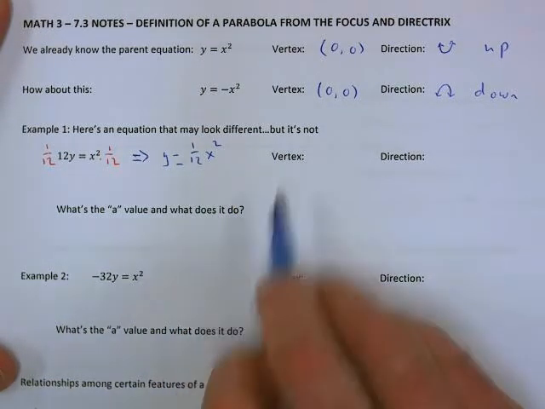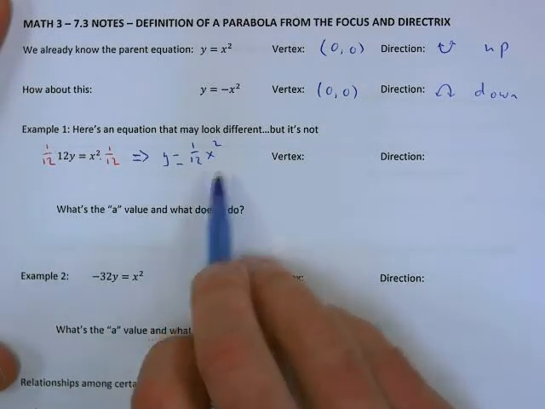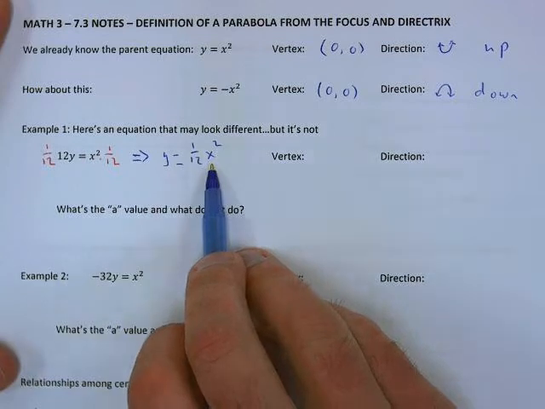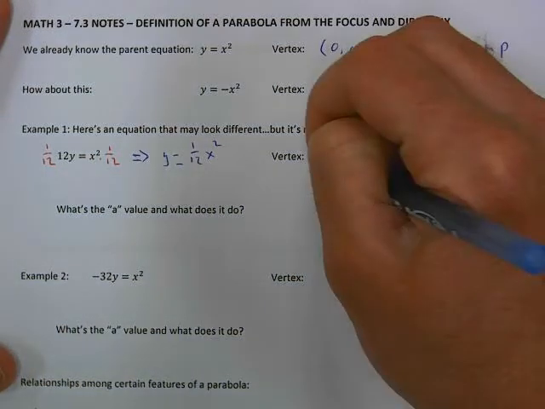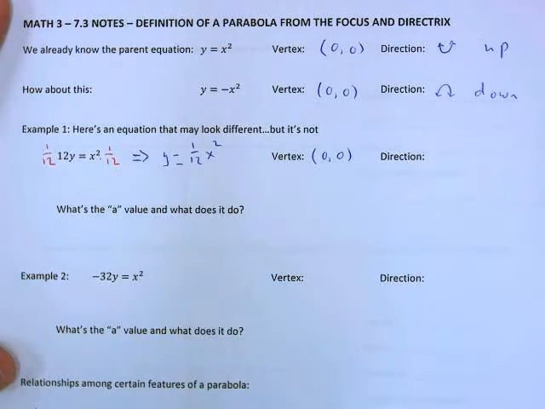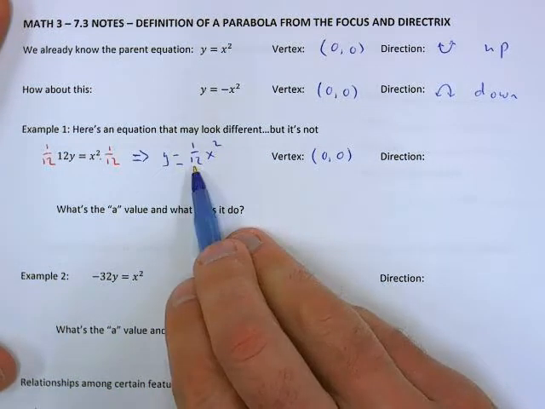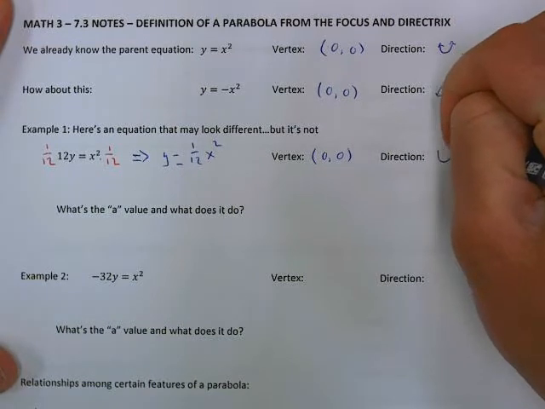All right, so here, what's the vertex going to be for this equation? Well, I didn't add anything or subtract anything to my x's, and I didn't add or subtract anything from my y's at the end of the equation. So my vertex is still at 0, 0. There's no shifting here. And then this is y equals positive 1/12 times x squared. So since it's positive, we know the direction is going to be opening up.